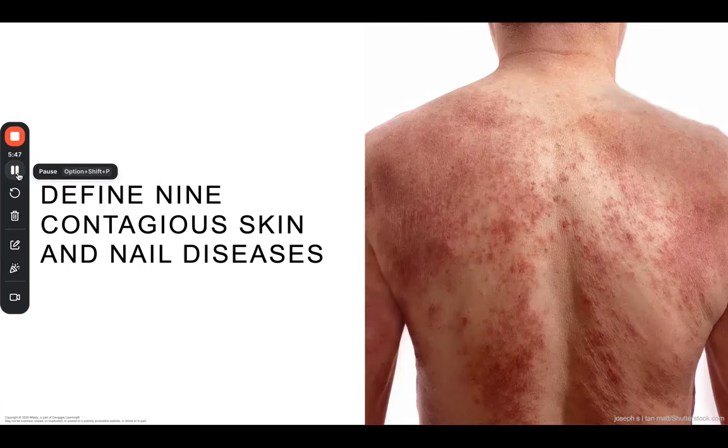All right, so the term contagious disease is used interchangeably with the terms infectious or communicable disease. Do not perform services on anyone with a contagious disease because it can spread and infect others. Refer them to a medical professional. And here are some of the common contagious diseases that you may come across in the salon or spa.